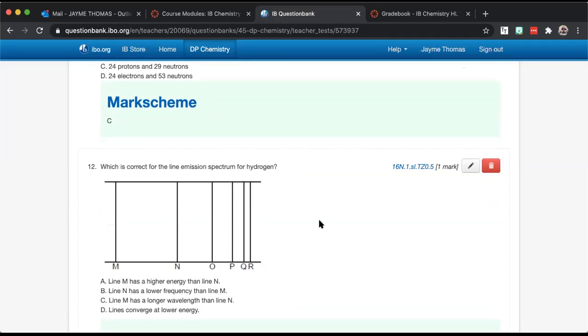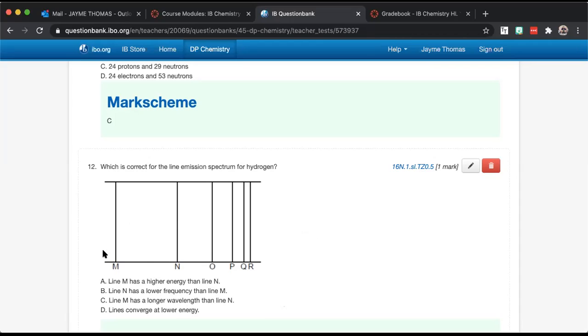So the picture's kind of turned sideways on this one, so that's a little weird. But it says, which is correct? The first one says line M has higher energy than line N. So do we think that that is correct? No, because remember the ones that are closer to the nucleus, which would be this one, are going to be lowest energy. So A is not it. B says line N has a lower frequency than line M. What do we think about B? No, because remember, as we go up, the energy increases and frequency always goes the same as energy. So the frequency will go up as you go up.